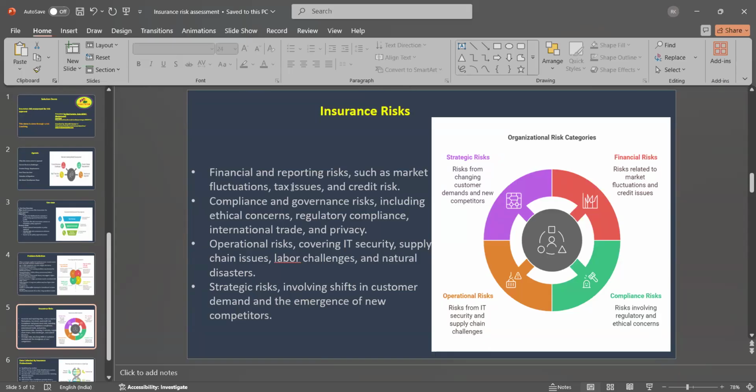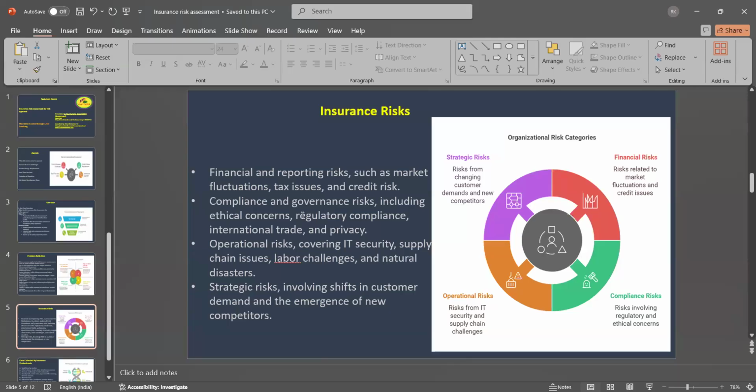Financial and reporting risks are such as market fluctuation, tax issues, and credit risk. If the taxes on the premium are high, the customer will not take the policy, and credit risk is also defined in the issuance of the premium. If the customer's credit is not good, we do not issue the policy. Market fluctuation means some competitor companies keep low premiums.